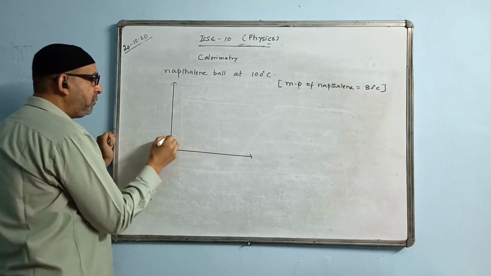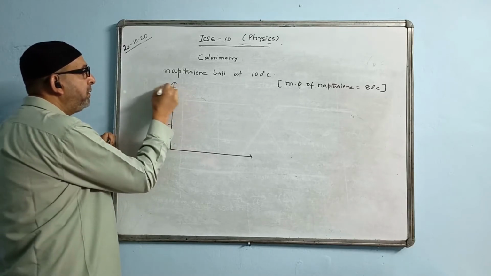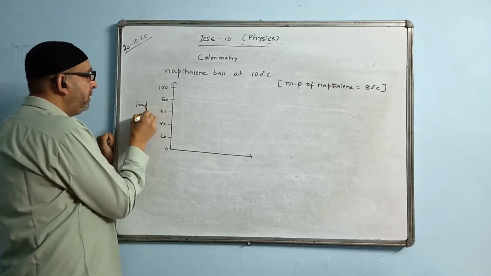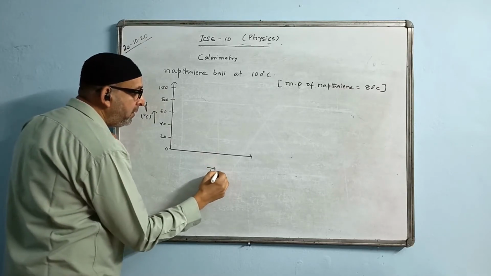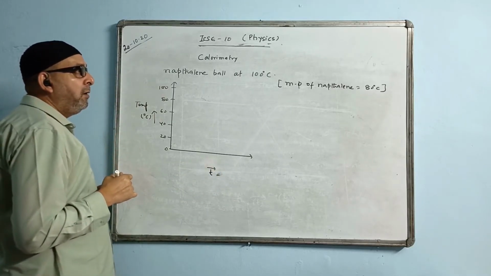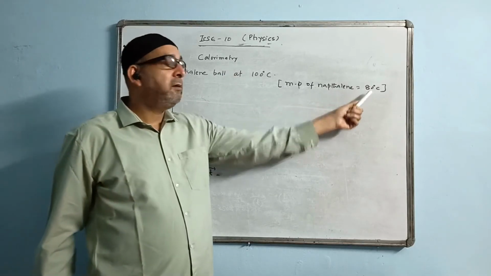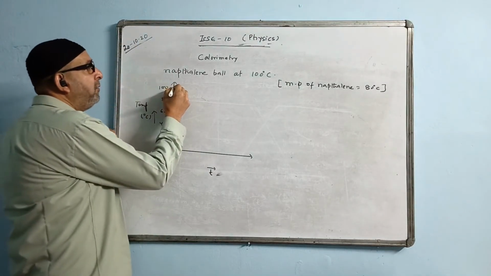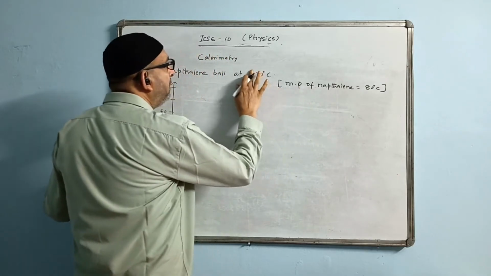You can write 0, 20, with a gap of 20, 40, 60, 80, 100. This is temperature we are taking in degrees Celsius. Proper labelling we must give. Here you can write time in seconds or minutes. So the naphthalene ball at 100 degrees Celsius is given, but the melting point is here, 80 degrees Celsius. In the beginning the naphthalene ball will be at 100 here.